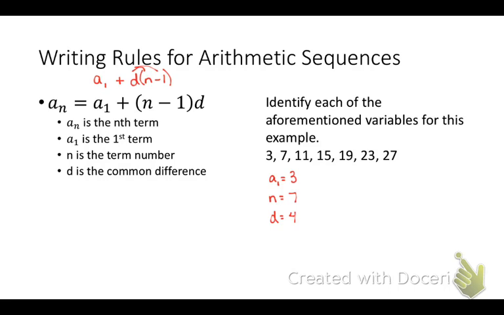Okay, if you don't know the common difference, basically what is it from one thing to the next? We're going from 11 to 15, which is 4. 15 to 19 is 4. 19 to 23 is 4. 23 to 27 is also 4.